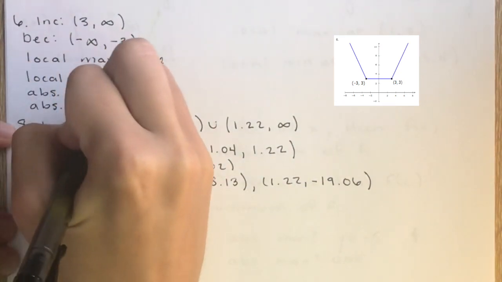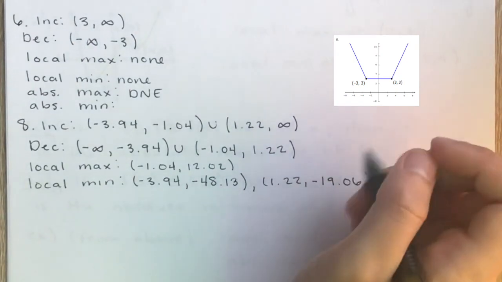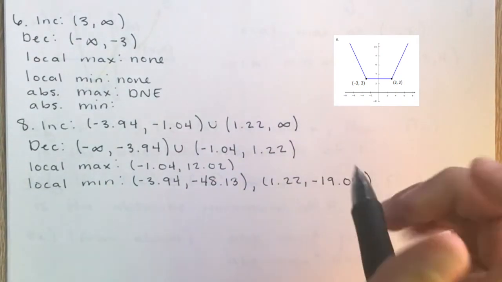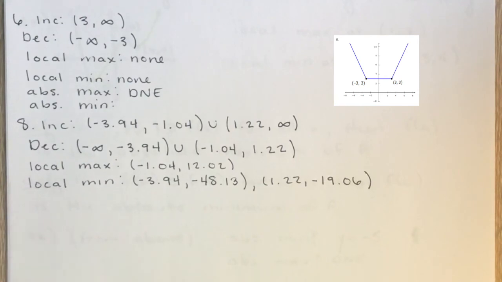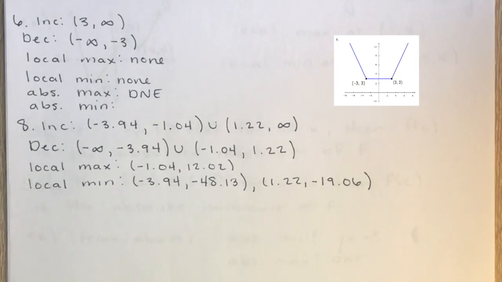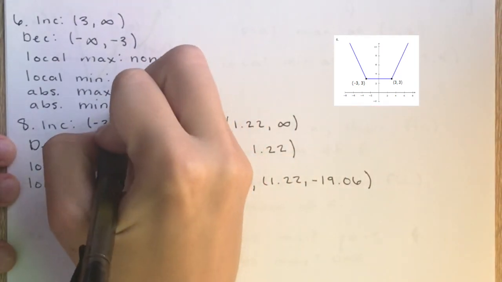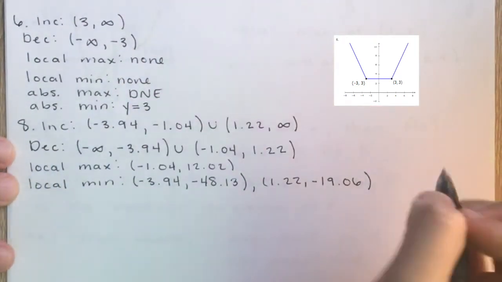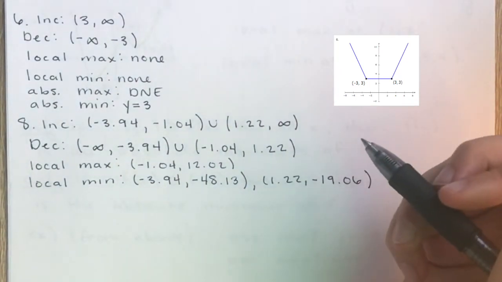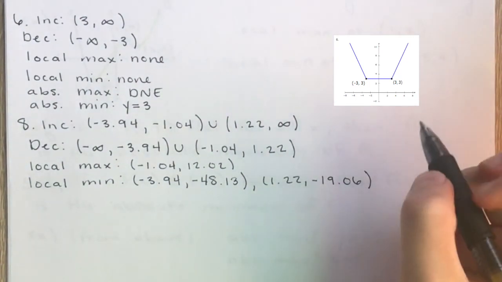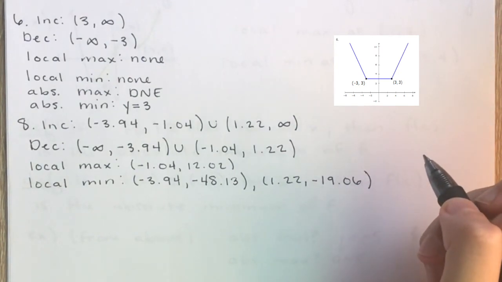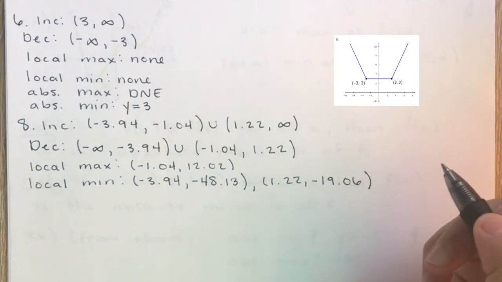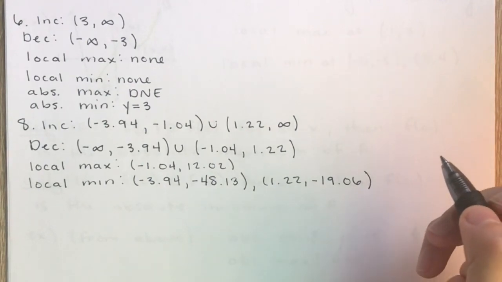Absolute min. Is there a y value that's smaller than all other y values on the graph? Is there a lowest point on this graph? Kind of, right? It's definitely not one point. There's lots of points that hit the same y value, but the lowest y value is 3. So an absolute min or max doesn't necessarily have to be one single point. It could be a lot of different points. But the y value is still the same, right? Okay.